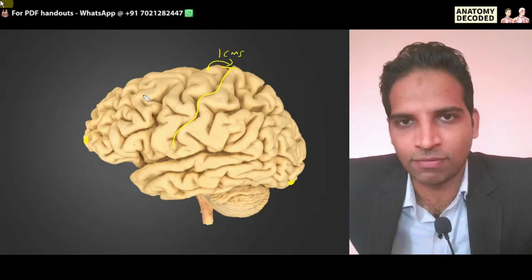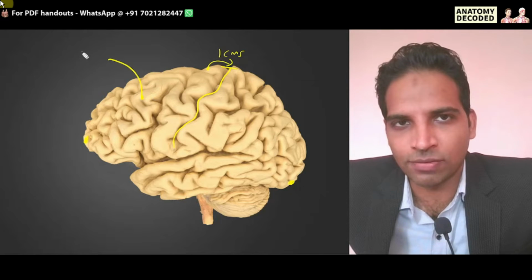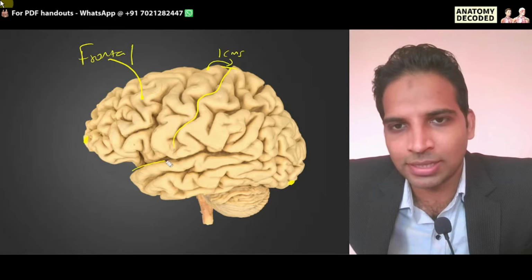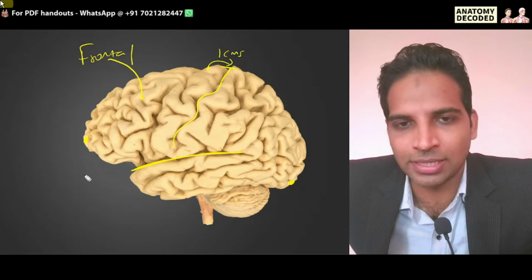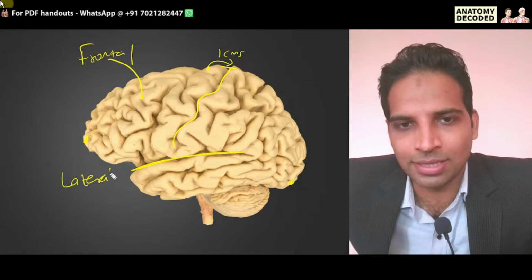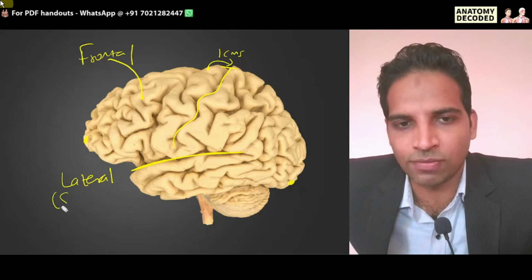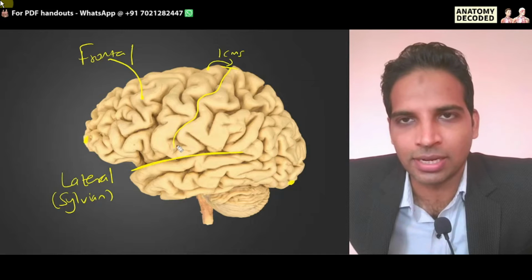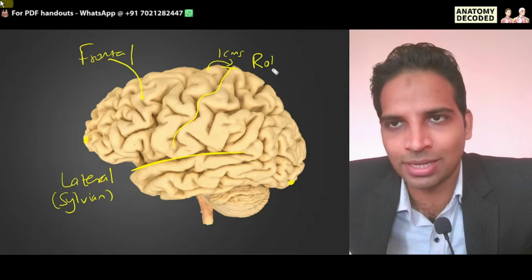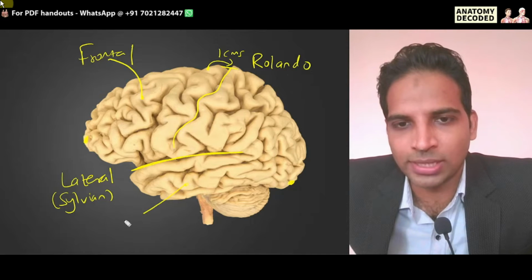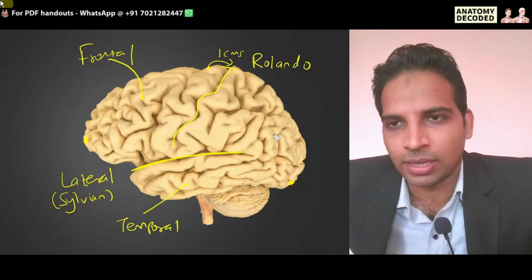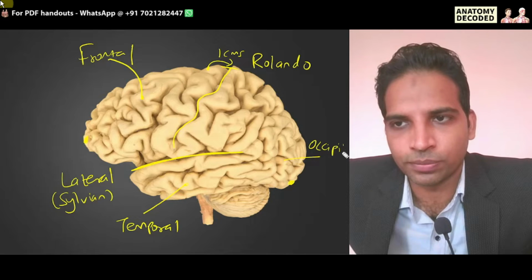Okay, and in front of it, the lobe is referred to as the frontal lobe, and there is one prominent sulcus seen on the lateral aspect. This sulcus is referred to as the lateral sulcus. Okay, the lateral sulcus is also referred to as the Sylvian sulcus, and the central sulcus is also referred to as the central sulcus of Rolando. Okay, and the lobe here is referred to as the temporal lobe. Okay, and behind there is a lobe called the occipital lobe.